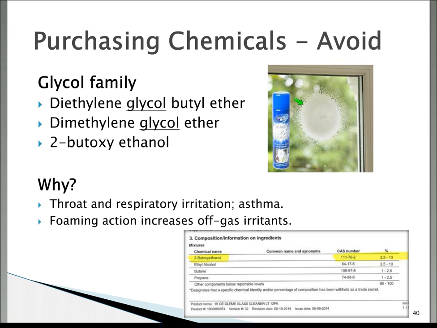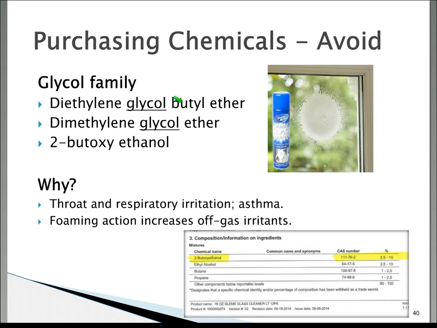It's wonderful. However, when it foams, it off-gasses small particulates. The off-gassing can cause throat and respiratory irritation and can trigger asthma in folks that don't have asthma yet or folks that already have asthma.